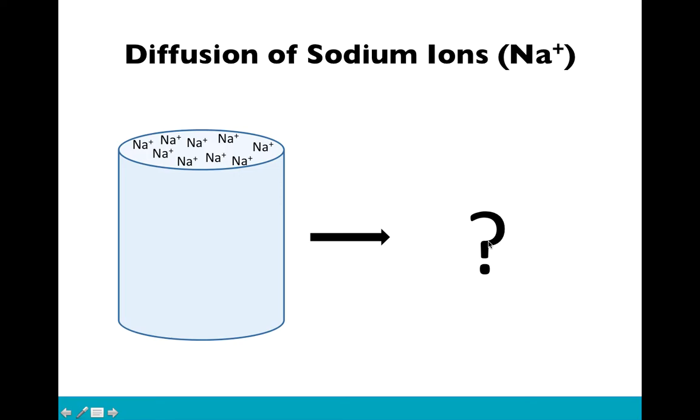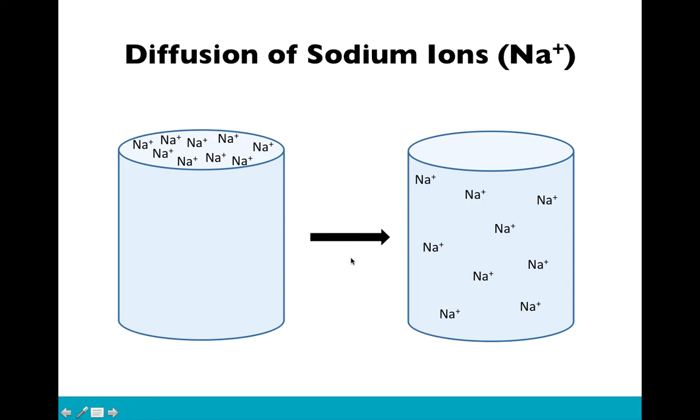Let's look at what happens in our body. In our body, we have a lot of sodium ions, which we get from salt. And let's say if they were all here on the top, where are they going to move? That's right, they are going to move evenly to the places that don't have a lot of sodium ions until they are everywhere.